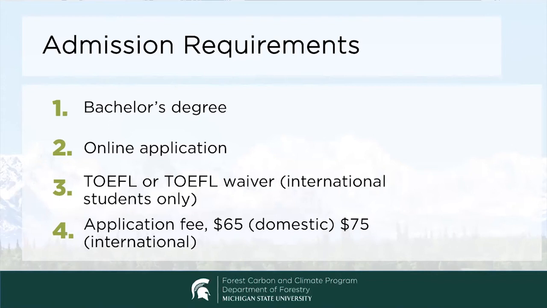And then finally, there's an application fee. This goes to the university. It's not something that we have control over. So any submission of the online application requires an application fee, and the fee is $65 for domestic students and $75 for international. Once you've paid the fee, you will be assigned a student identification number, and then we'll need that ID number to secure a TOEFL waiver and enroll you in coursework and the like. So please consider that a first step.